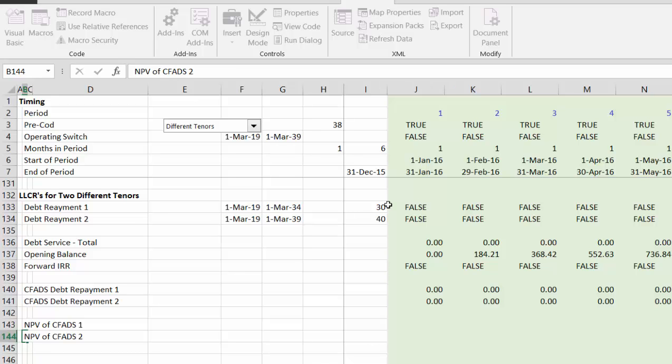Okay, we can put it up here, equal. If it's the first one, then we put NPV.